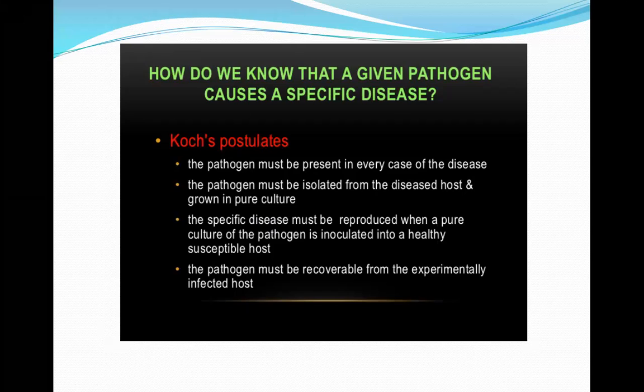It means that this pure culture of pathogen is inoculated or transferred into a healthy susceptible host. The pathogen must be recoverable from the experimentally infected host. This pathogen shows the symptoms, and it shows in the host the previous disease. So these are the four points regarding Koch's postulates.